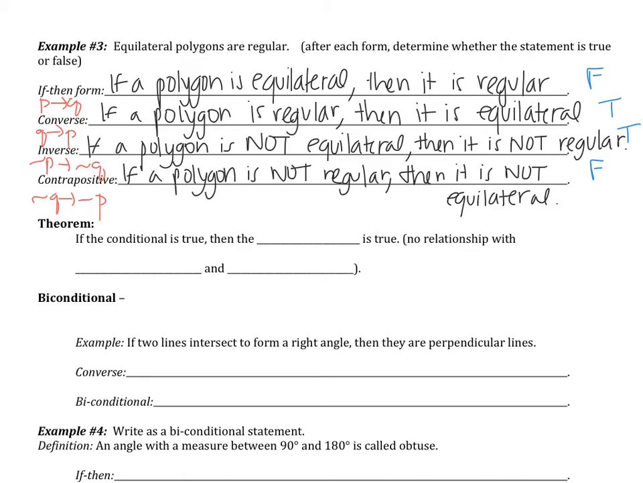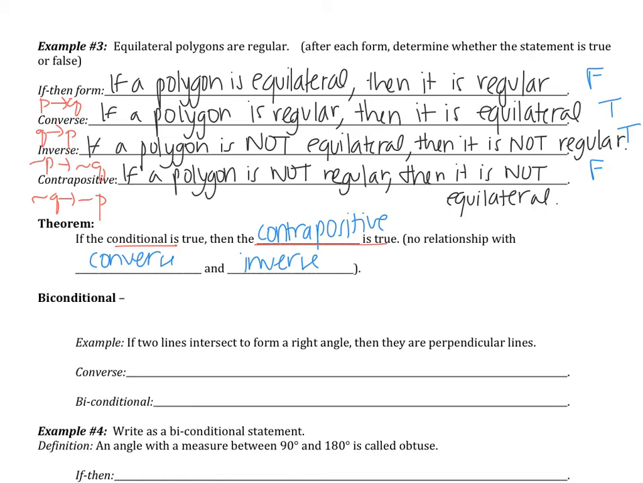Okay, so hopefully that one went well for you. Again, you just have to memorize the different forms. That's the easiest way to do it. There's no trick. You just have to remember them. So one important theorem we need to know, if the conditional is true, then the contrapositive is true. There's no such relationship with the converse and the inverse. So the contrapositive and the conditional are always going to match truths.